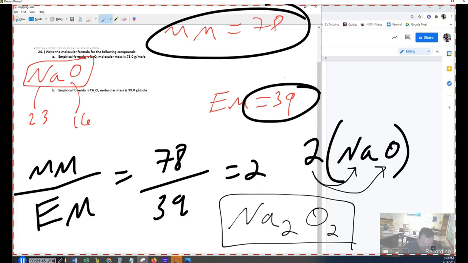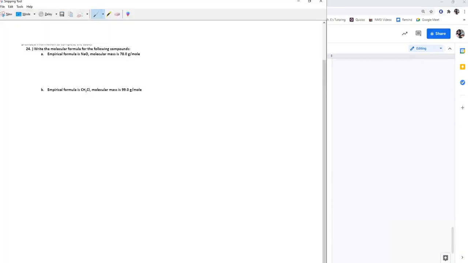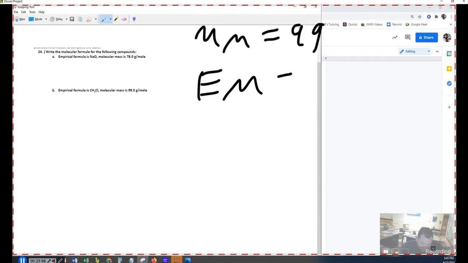All right, we found the molecular formula. Actually, that's the molecular formula: Na2O2. All right, let's try B. B says if a compound has the empirical formula CH2Cl, the molecular mass is 99. So we know that the molecular mass is 99. We don't know the empirical mass. We need to divide those into each other to determine what the molecular formula is.